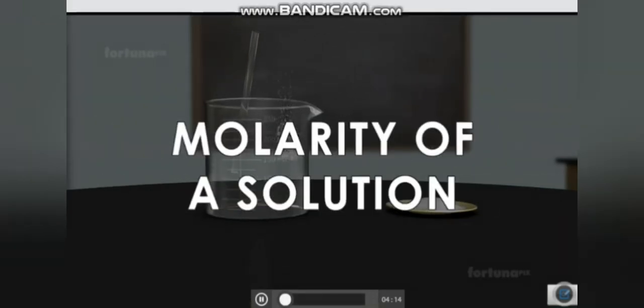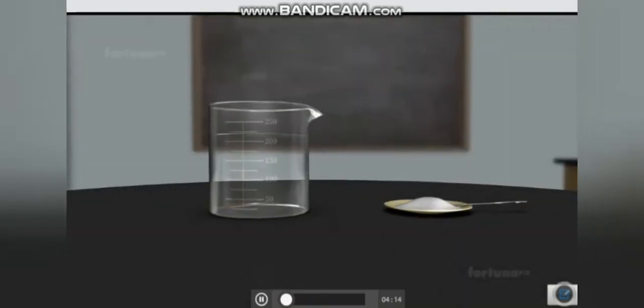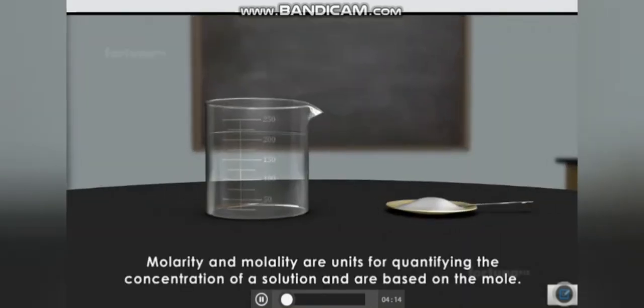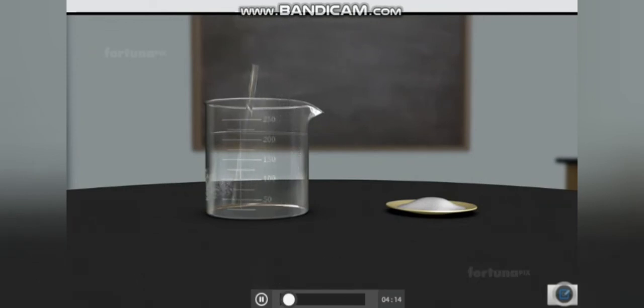Molarity of a solution. Molarity and molality are units used for quantifying the concentration of a solution and are based on the mole. In this session, we'll concentrate on learning how to calculate molarity.